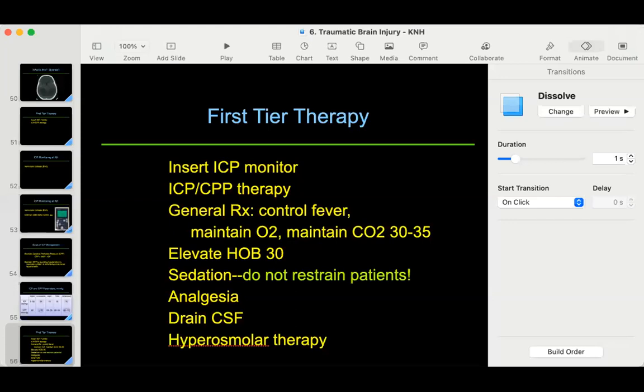So if it's a 60 kilo patient and you decide to go to 1 gram, which is the maximum dose, it will be 60 grams. So if every 20 grams is 100 mils, 60 grams is 300 mils. So you'll give 300 mils.